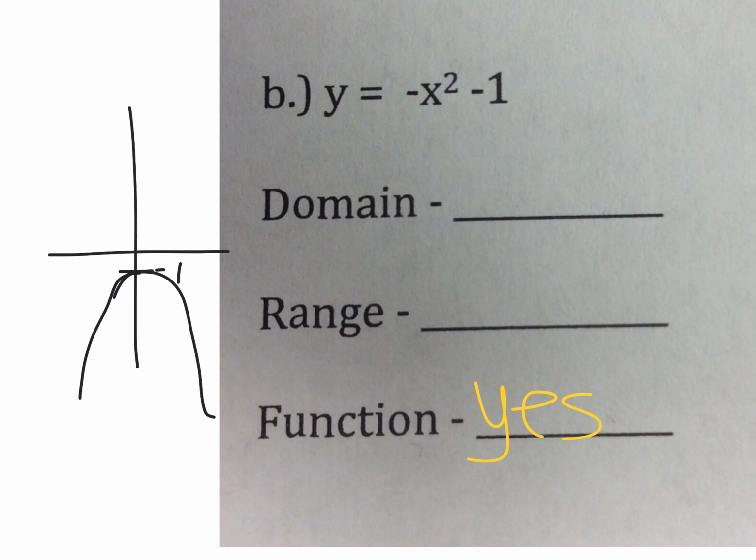So let's talk about range and domain now. If I were to talk about the domain, we're talking about the x values, right? So going across our x-axis. Because this line will go on forever and ever, and this direction is positive and this direction is negative, our domain is all real numbers.